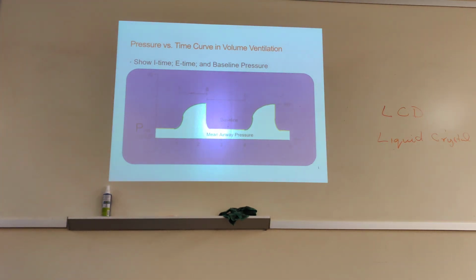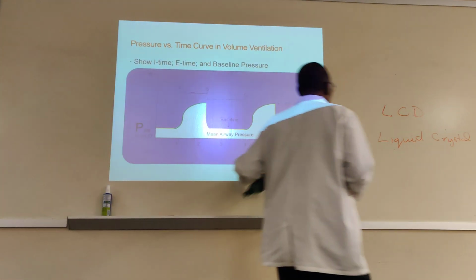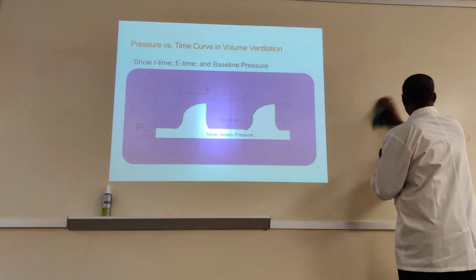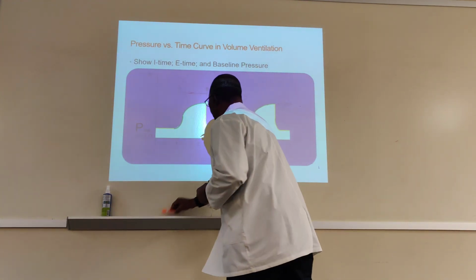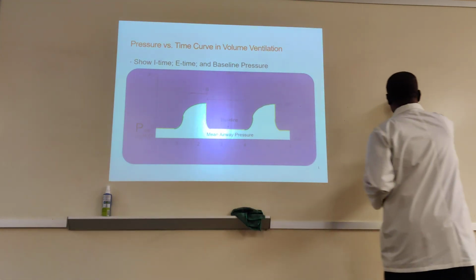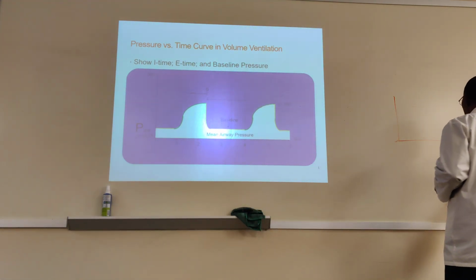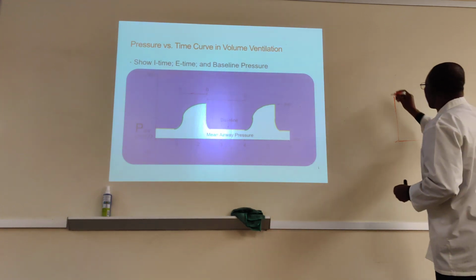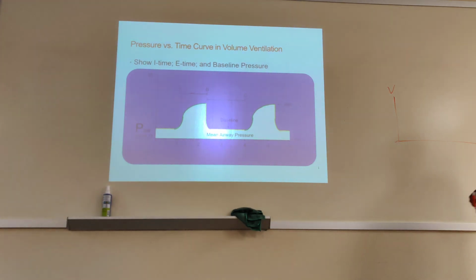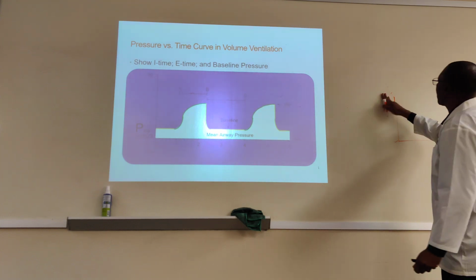So let's do the scalar, then we'll do the loops for the second lecture. So now on volume controlled mode, what you're going to see is the graph looks like this. This is time, and this is volume. Excuse me, we're doing pressure. This is pressure here.